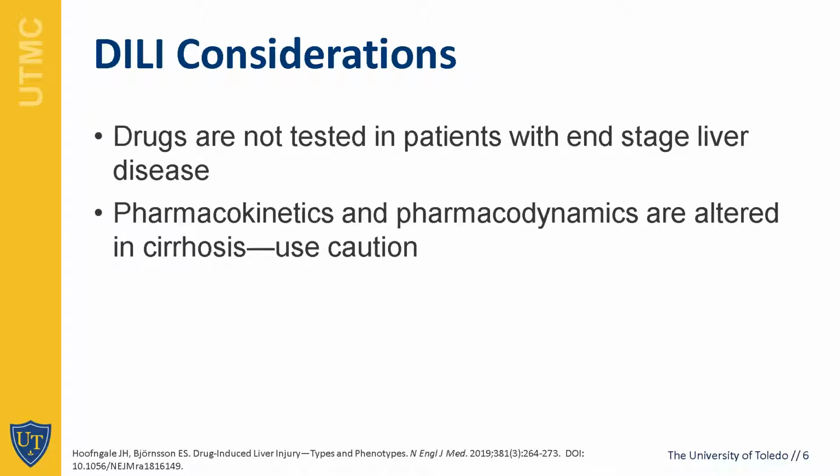There are a lot of considerations to make when you're diagnosing someone with drug-induced liver injury. One, drugs are not tested in patients with end-stage liver disease. So we want to use additional caution if we're using an agent that we suspect might have hepatotoxic effects, because that might be amplified in these patients, knowing that they already have liver disease. Additionally, in cirrhosis, pharmacokinetics and pharmacodynamics might be altered. That includes how our body reacts when it comes to CYP450 enzymes, or just the dynamics itself. So we also want to use caution in any patients with cirrhosis.